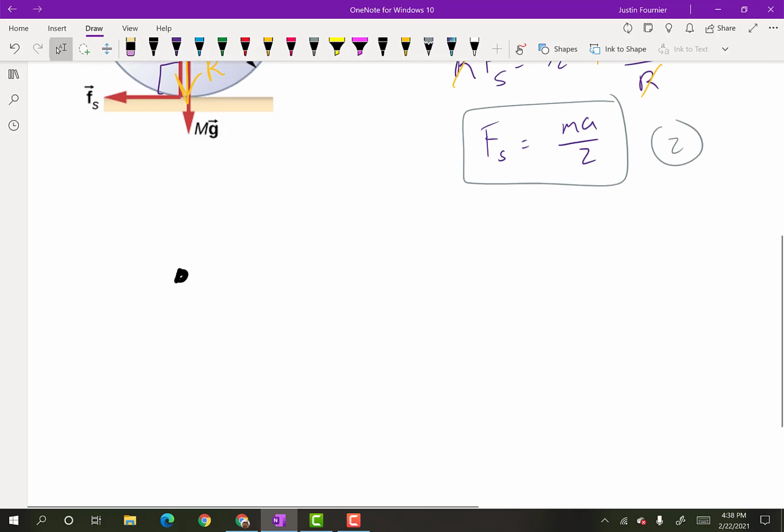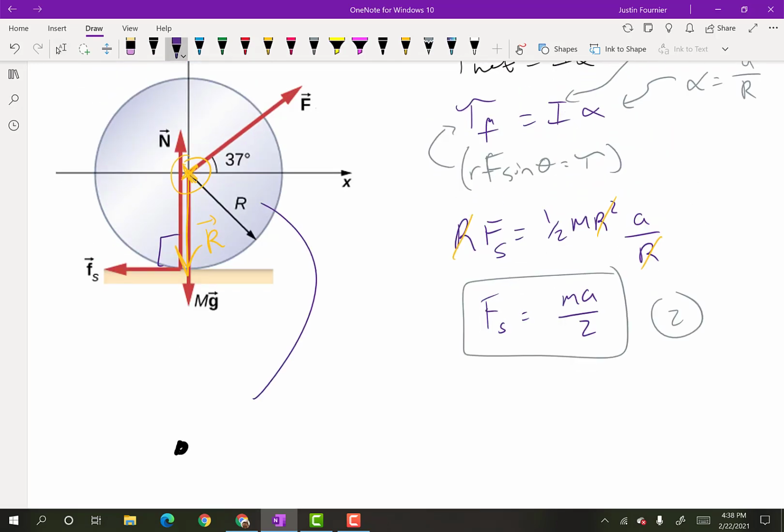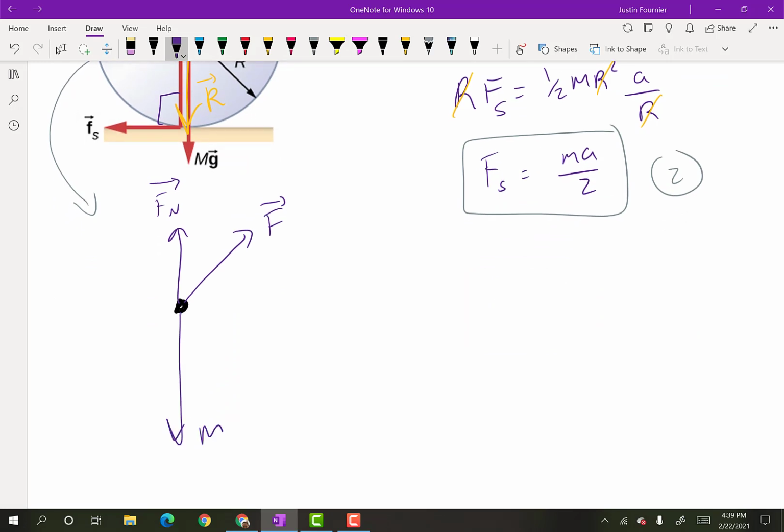So Newton's second law: if I collapse this disk into a dot and then draw again the forces coming out of it, I would have this is F. This is the normal force, Fn. And then this is mg pointing down. And then there's the static friction force pointing that way, calling it Fs. F splits up into components: F cosine theta, and this is F sine theta.